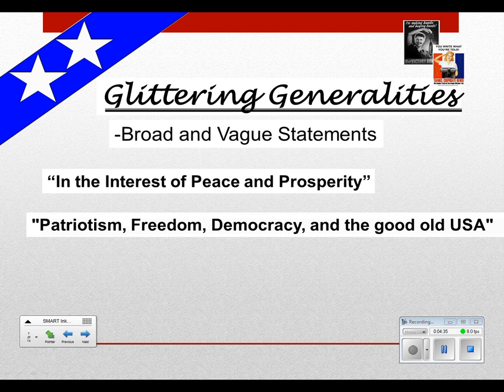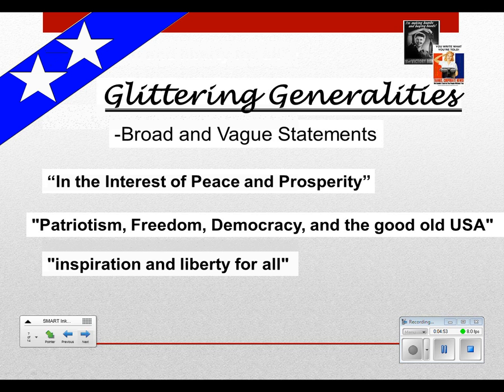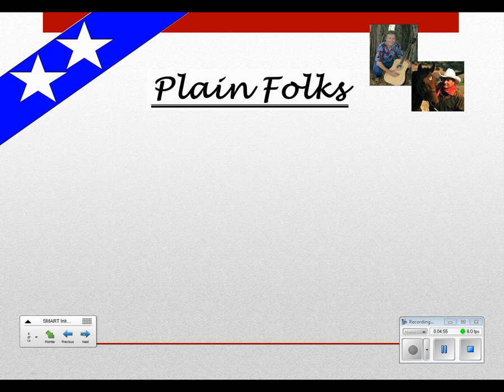Okay, a couple examples. In the interest of peace and prosperity, what does that really mean? It just sounds good. Or patriotism, freedom, democracy, and the good old USA. Those are all just glittering generalities. Something you want to say. Really basic. Romney has one in the classroom that says believe in America. It's a glittering generality. Everybody believes in America. Inspiration and liberty for all.